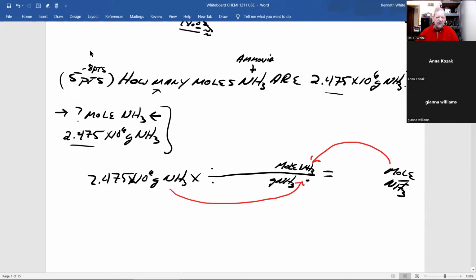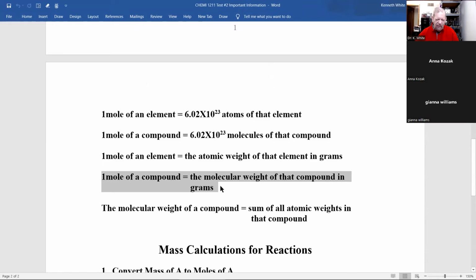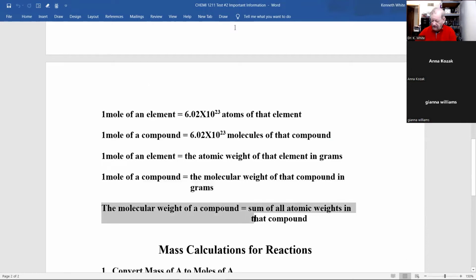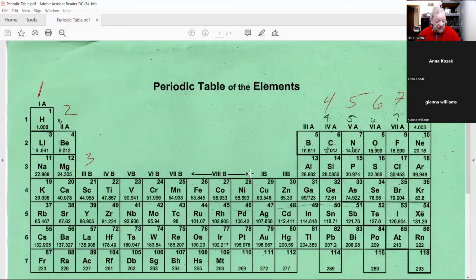And where do we get these numbers? From the fact that 1 mole of a compound equals the molecular weight of that compound in grams, and the molecular weight of that compound is the sum of all atomic weights. Well, we've got to figure out the atomic weight of ammonia, which has nitrogen and hydrogen in it. So if we go to our friendly neighborhood periodic table, remember the molecular weight is the sum of all atomic weights.